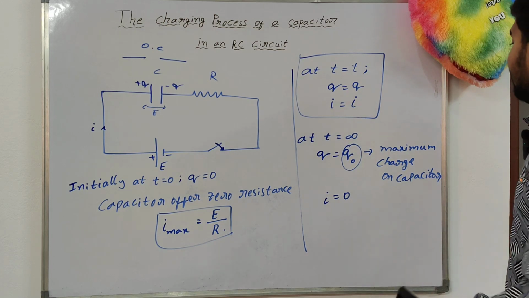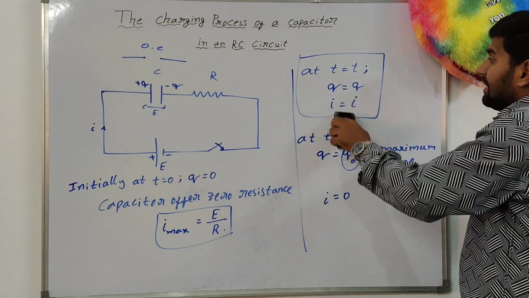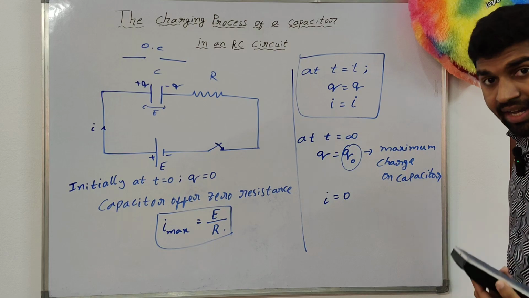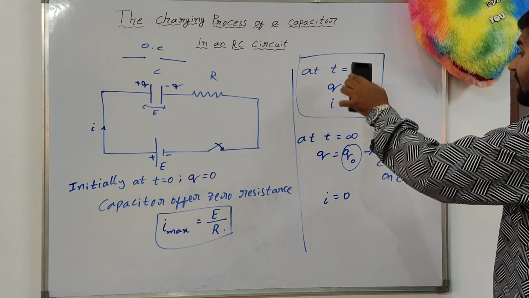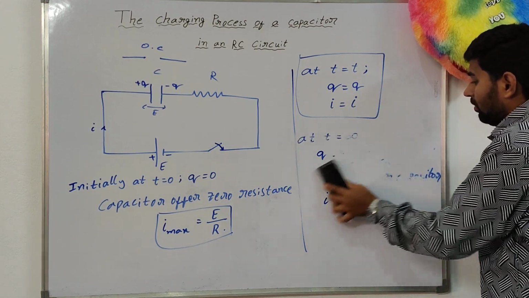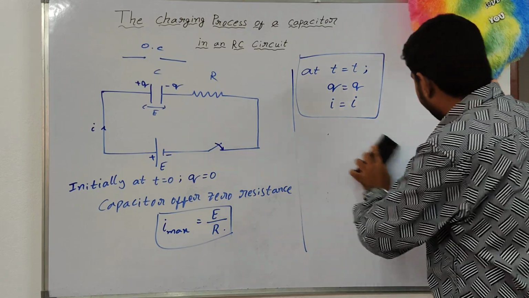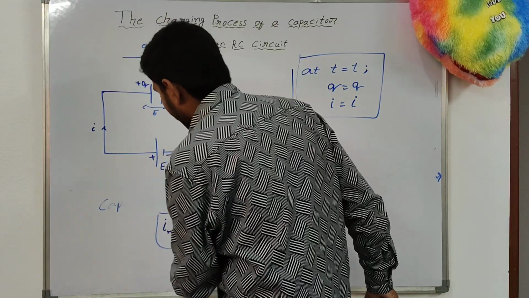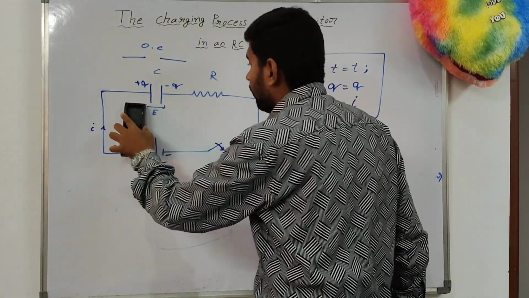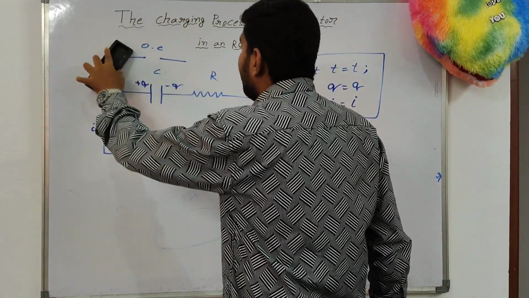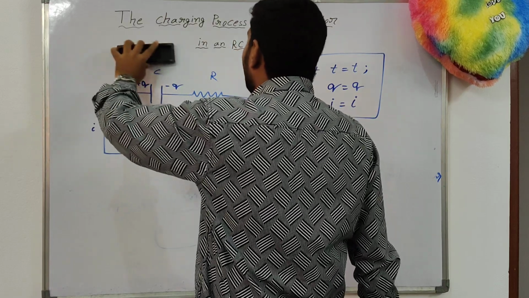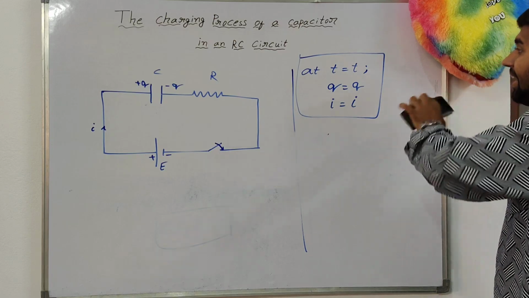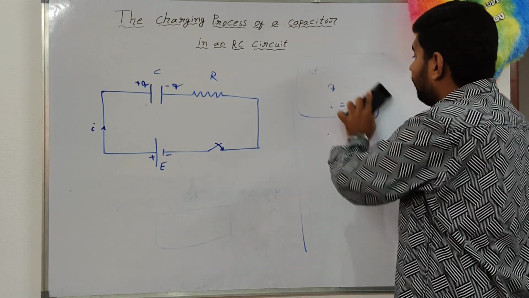These are the three cases, but our requirement is you have to find out this situation. You have to find out how much charge is accumulated on the capacitor in this situation. Now, how to find out? How to find out the charge accumulated on the capacitor plates at time t?